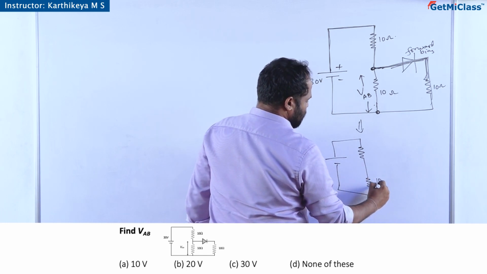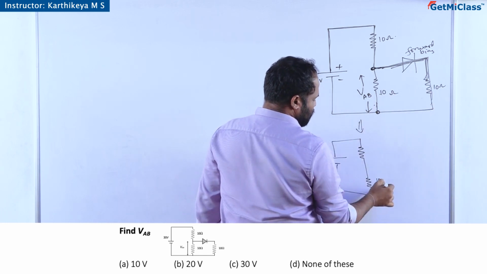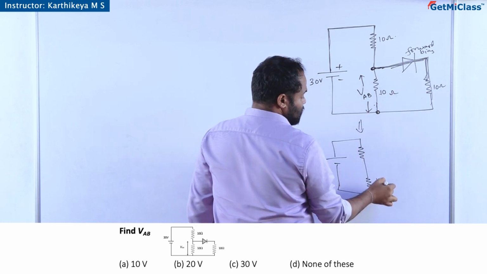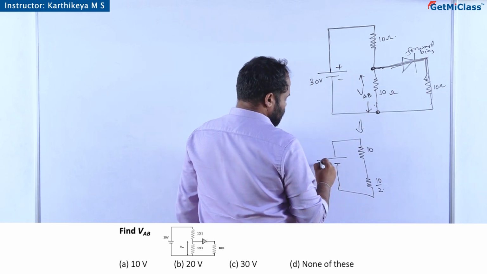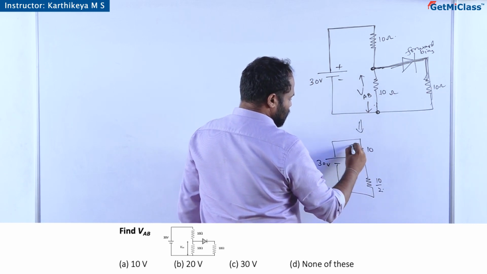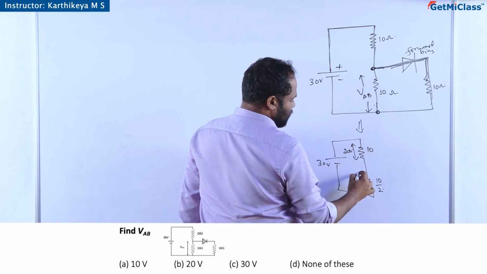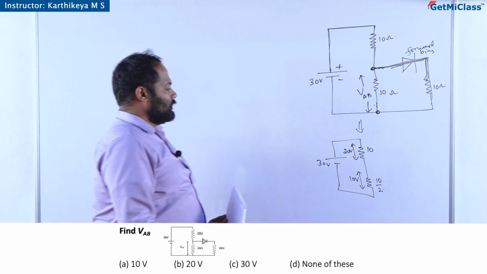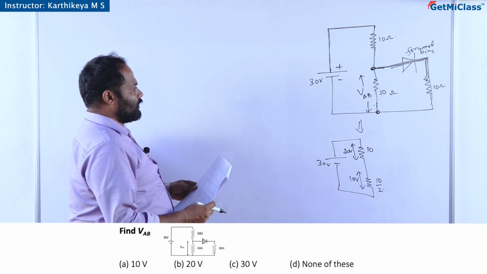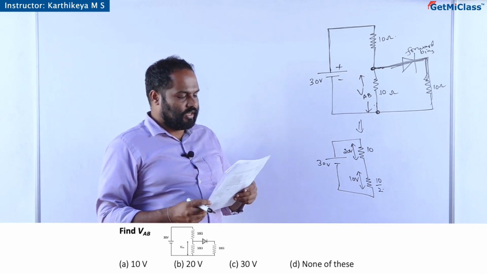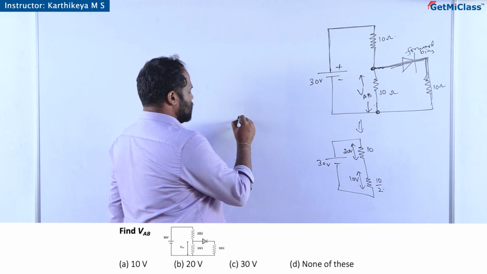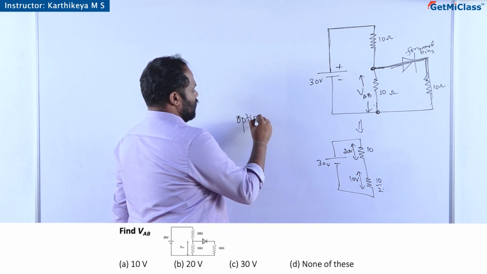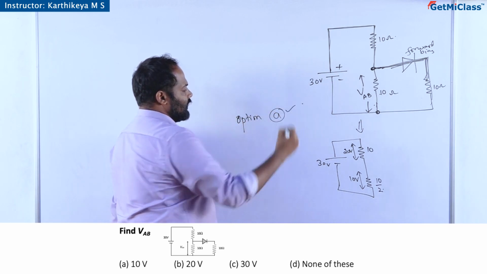This is 10 by 2 because 10 parallel to 10 is 10 by 2, and this is 10, this is 30 volt. So, here 20 volt gets dropped, here 10 volt gets dropped. So, the voltage across A and B is 10 volt. Option A is the right answer.